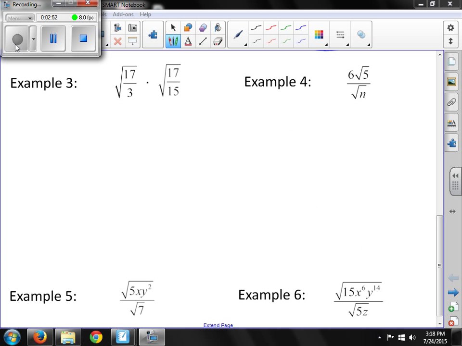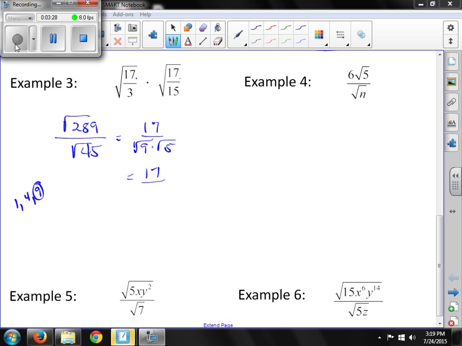The square root of 17 over 3 times the square root of 17 over 15. If I multiply the two together, I'll have the square root of 289 over the square root of 45. I know that the square root of 289 is 17 because I multiplied 17 times 17 to get it. There is a perfect square, let's see, 1, 4, 9, that goes into 45, and it is 9. So I'm going to break that down. Square root of 9 times the square root of 5. So now that will become 17 over the square root of 9 is 3 square roots of 5.